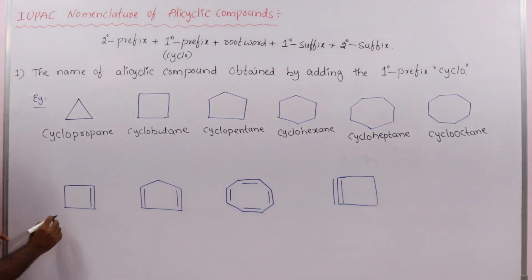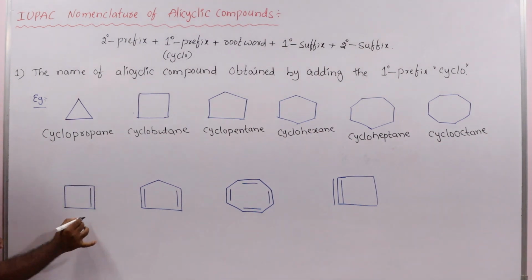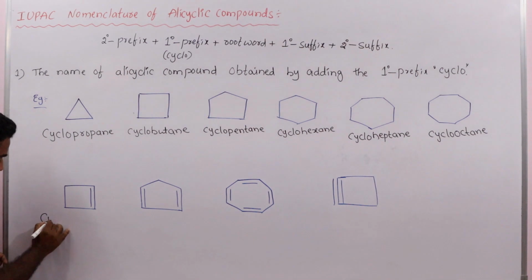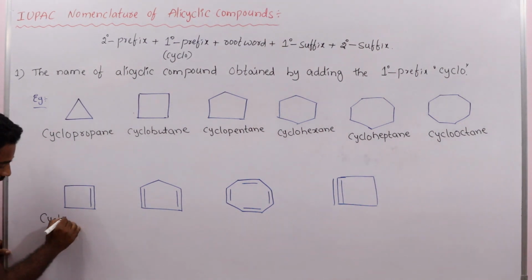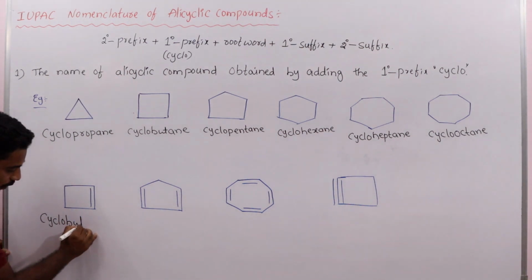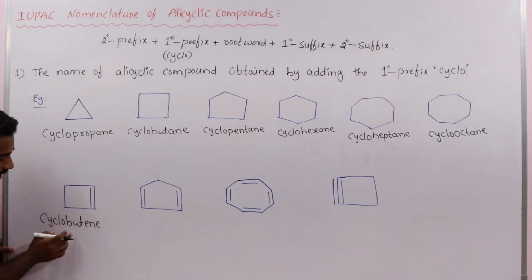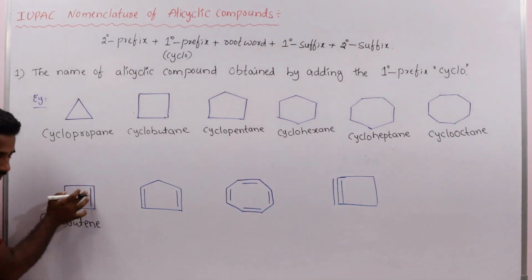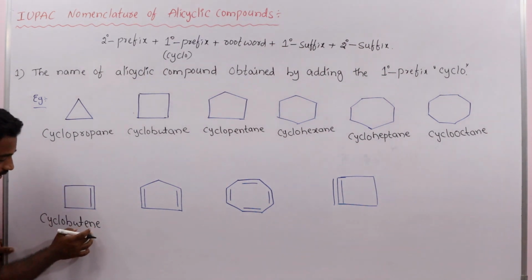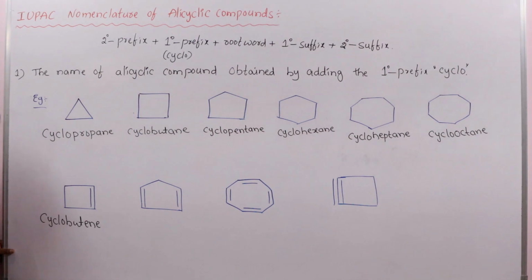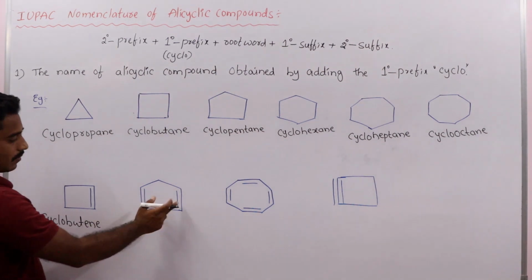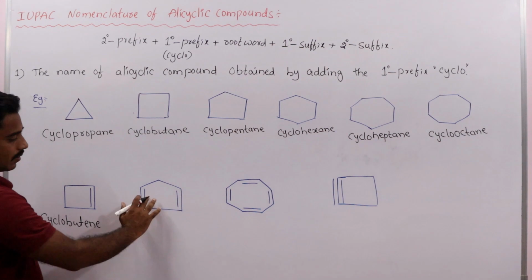Here we have to use the cyclo prefix compulsorily because it is a cyclic ring, a 4-membered ring. Cyclo. Cyclobutene. Here we write cyclo, but is the root word because 4 carbons are there. Then it is unsaturated, a double bond is there, that's why ene: cyclobutene. In this case, 2 double bonds are present. How many here? 2 double bonds are present.